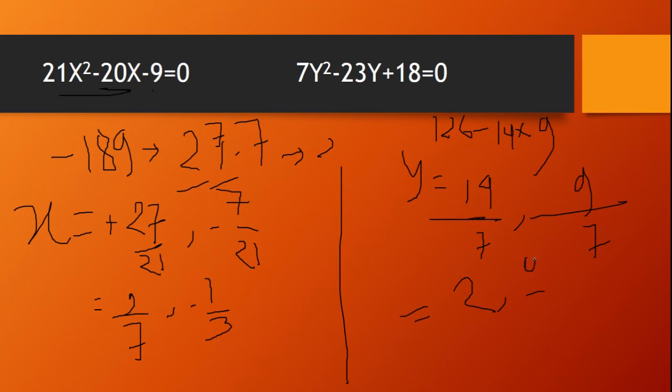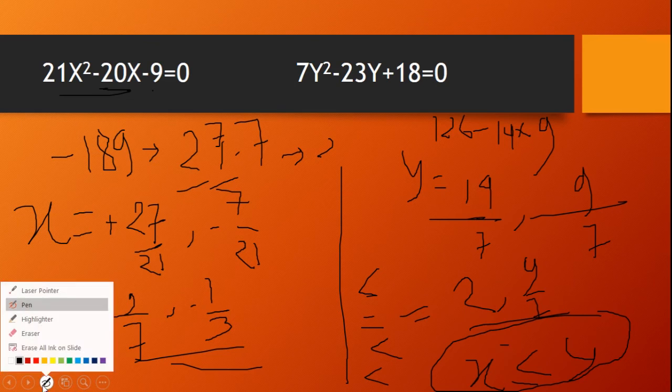And if we compare these two, x and y, we will find 9 by 7 is less than 2, x less than y, then 9 by 7 equal to 9 by 7, and minus 1 by 3 is less than both. So this will be x lesser than or equal to y. So that's the answer.